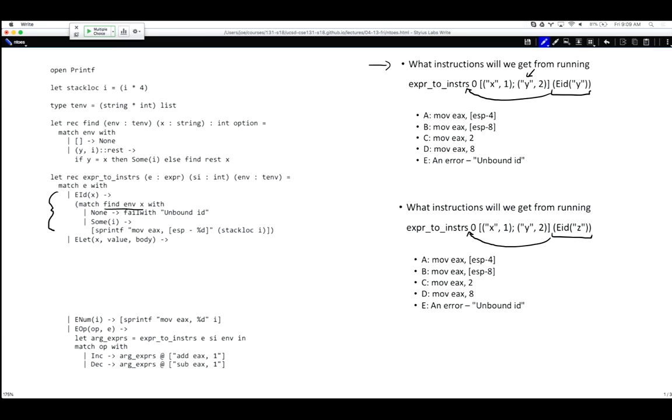So we'll go into this Some case with i equal to 2. We'll call stack_loc. Ooh, what an evocative name. Stack_loc on i, which is 2. That just multiplies it by 4.